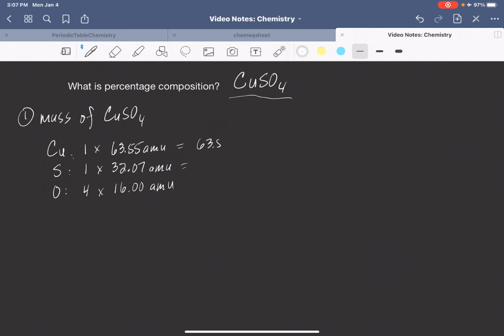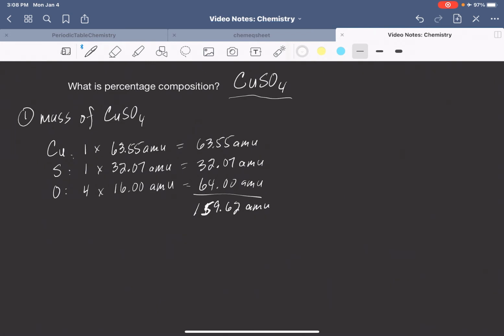Of course, this would still be 63.55 AMU. This would be 32.07 AMU. And then 4 times 16, that's 64.00 AMU, correct? So now at this point, you can just see that it's just a matter of adding up everything together. 64 plus 32.07 plus 63.55, double check my math, but when you add all that up, you should get 159.62 AMU, okay?